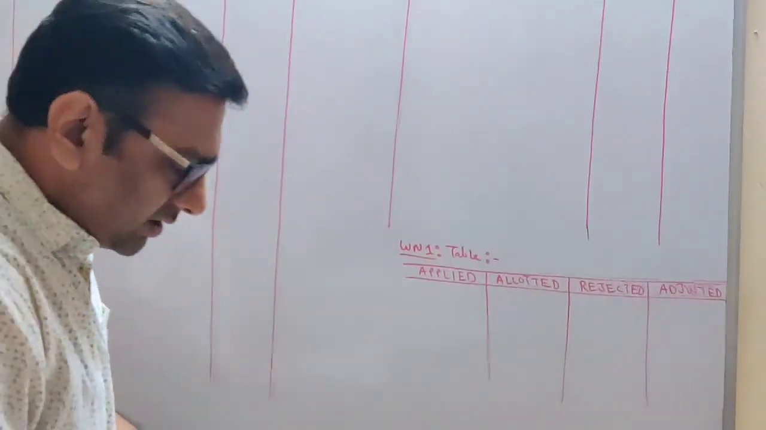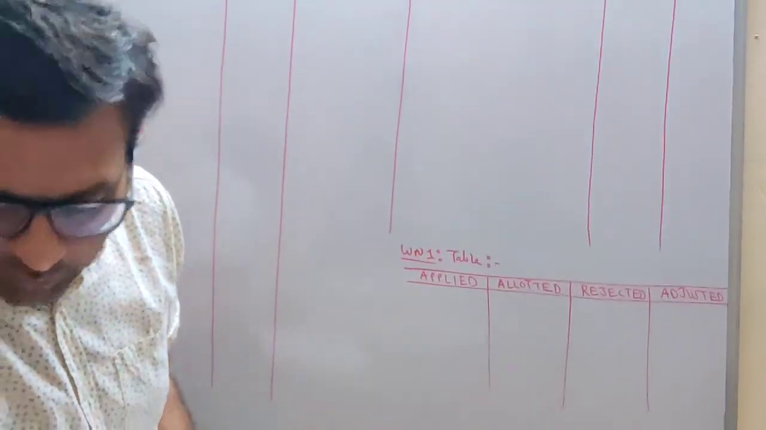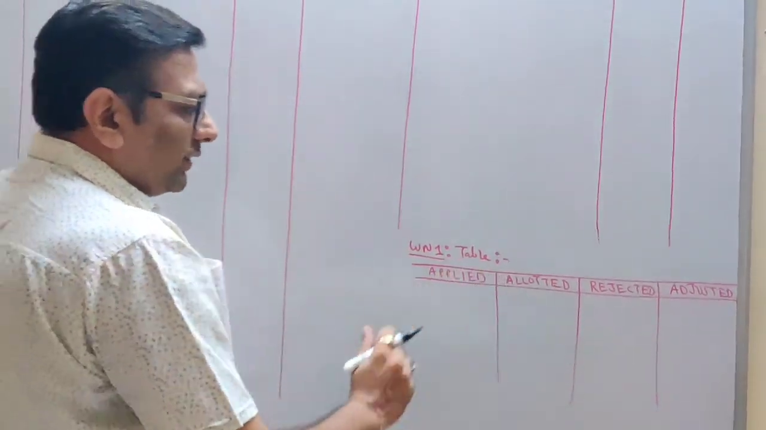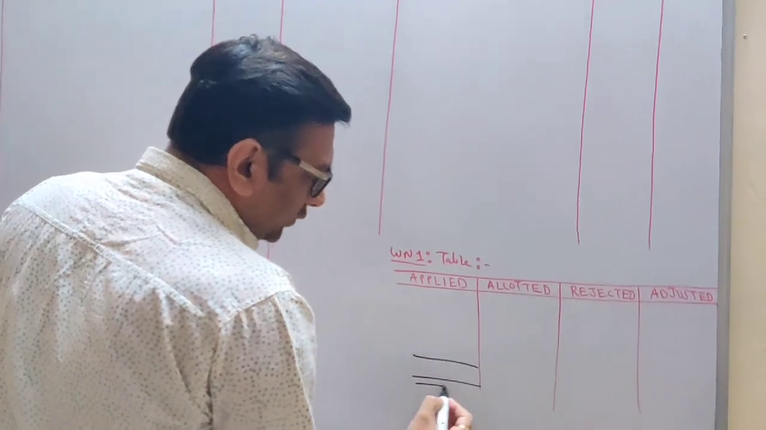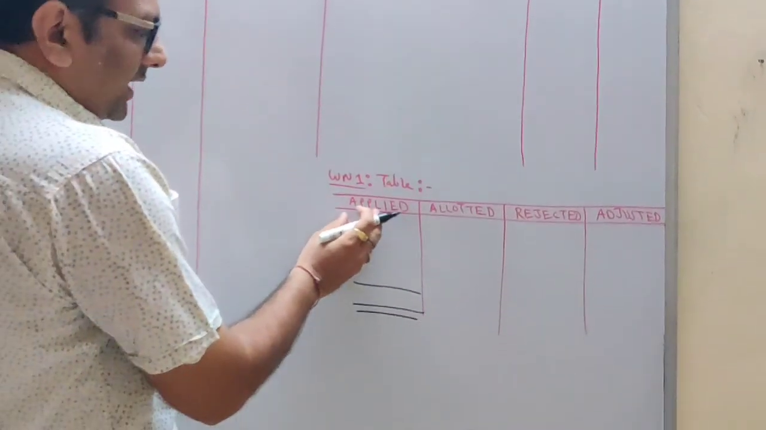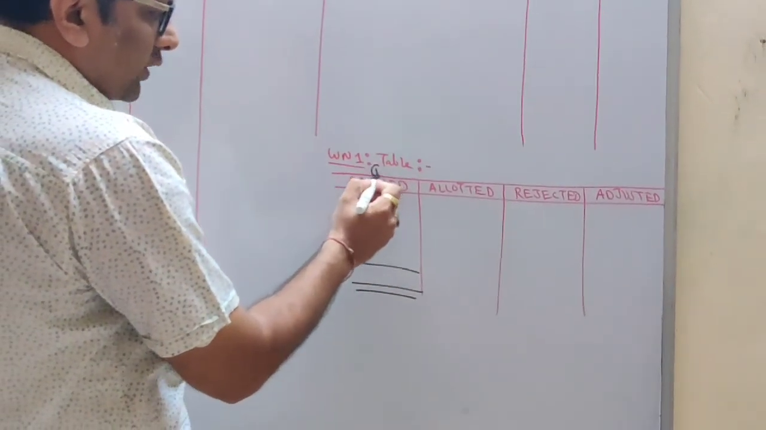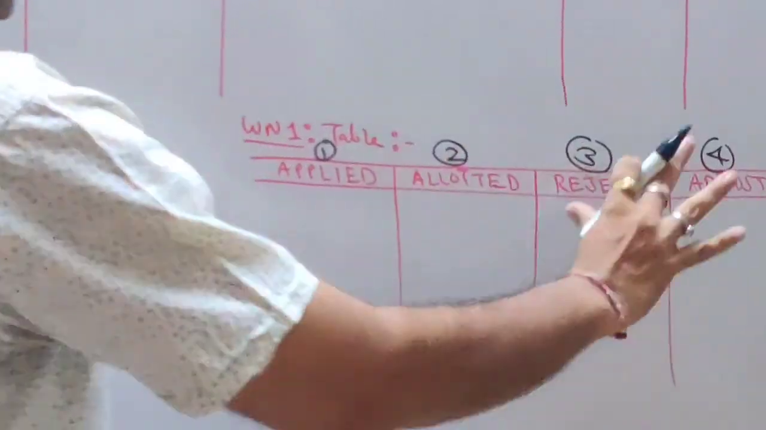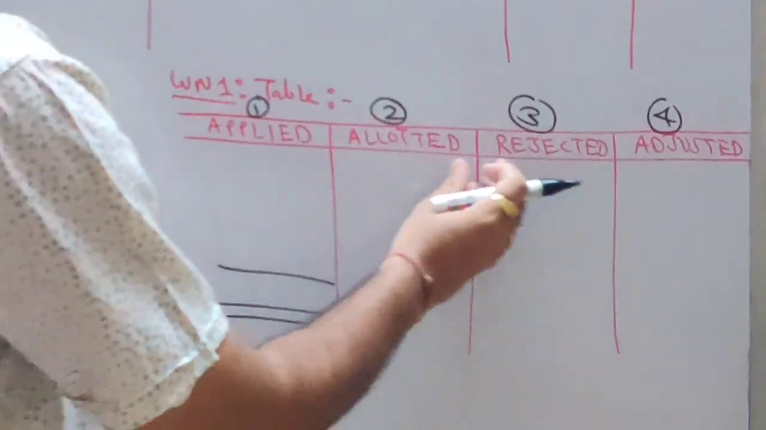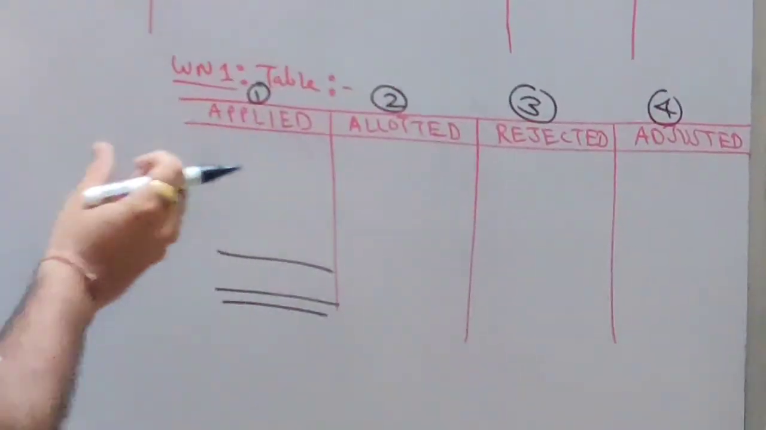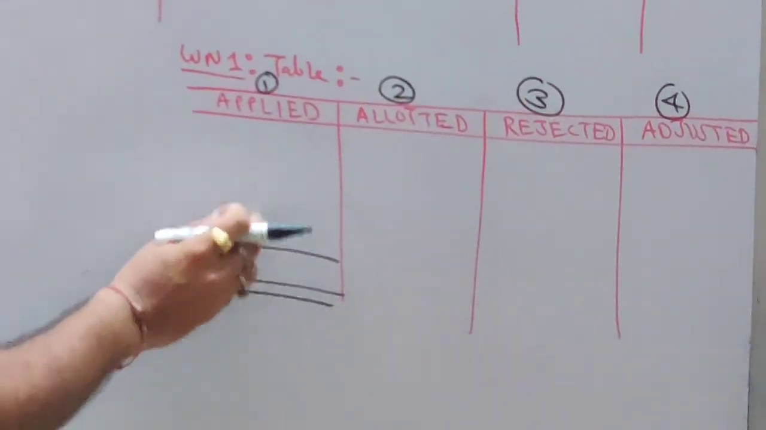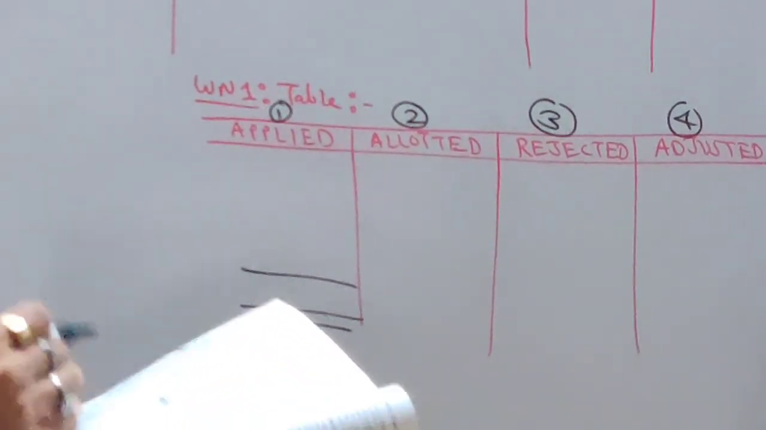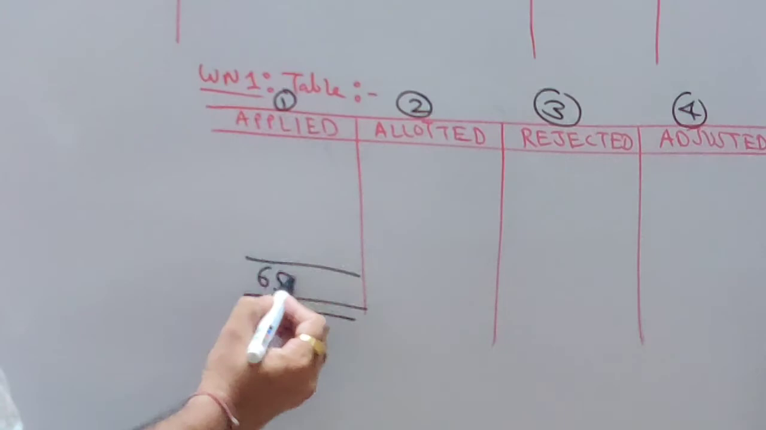This table you will always make when there is a pro rata question given to you. What do we do in this table? We always write total first. In the first column, I have made 4 columns: applied, allotted, rejected, adjusted. Now I am going to write total application received. So how much total application have we received? 65,000 shares.